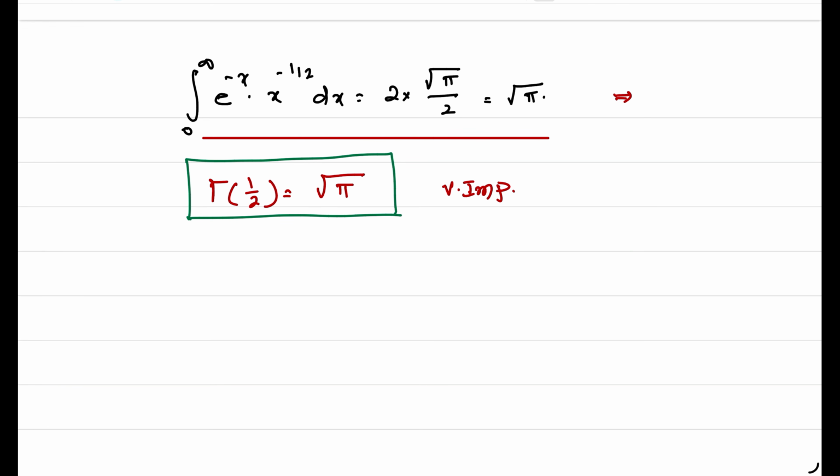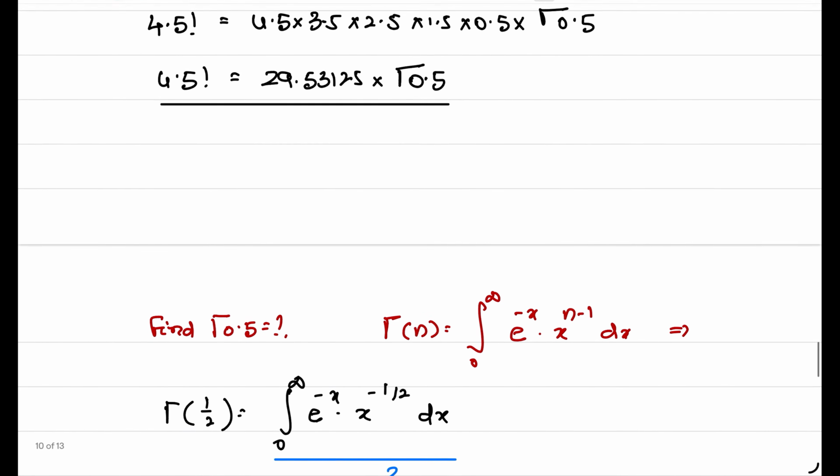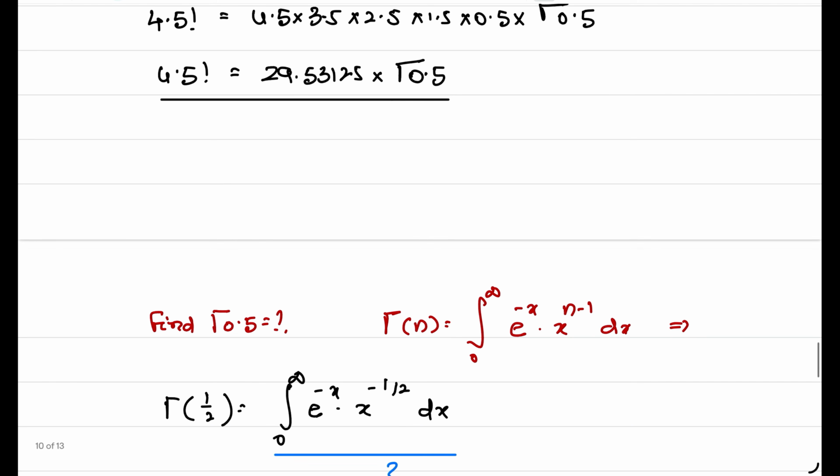Now, factorial 4.5 is equal to gamma 4.5 plus 1, that is equal to gamma 5.5 is equal to, from the previous one, 29.531 into gamma half.